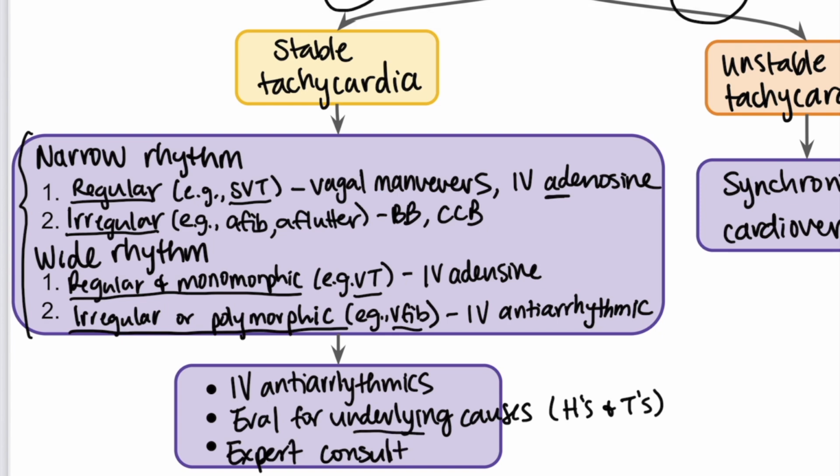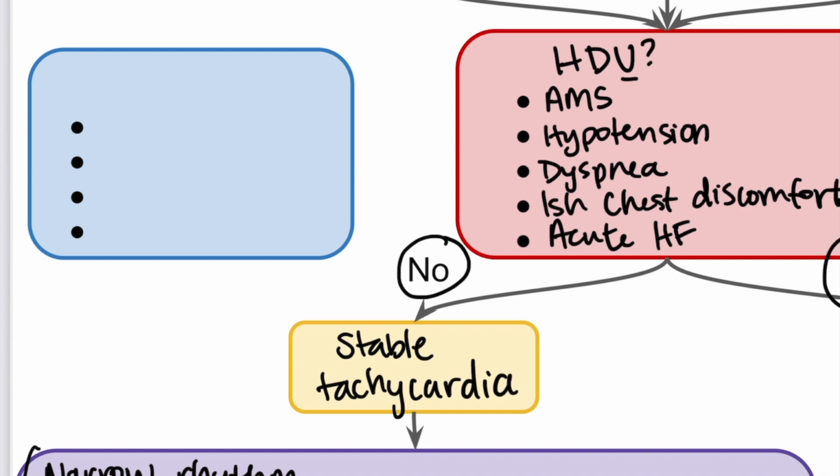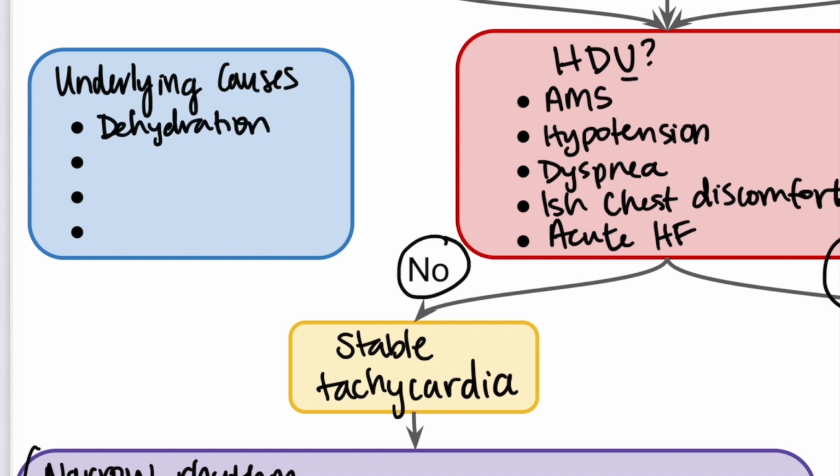Speaking of which, what are some of the underlying causes that come to mind? A great framework to use are the H's and T's, but I've included just the 4 common underlying causes here for you to think about. The first is dehydration. Another is hypoxia, fever, and sepsis. We'll leave the H's and T's to another talk.